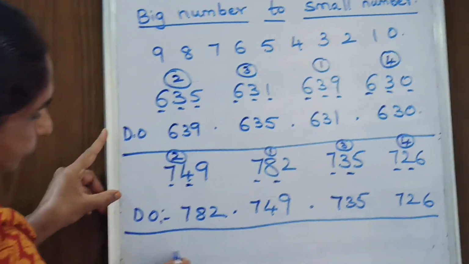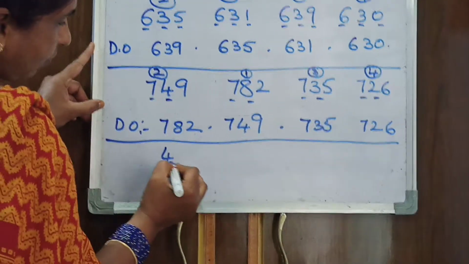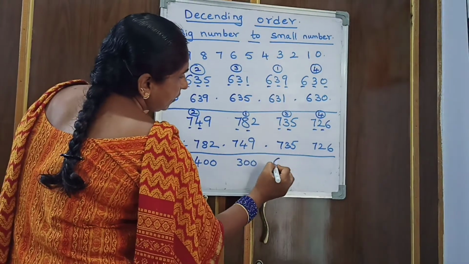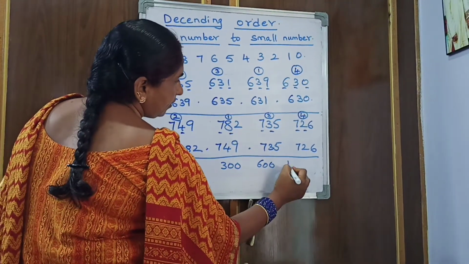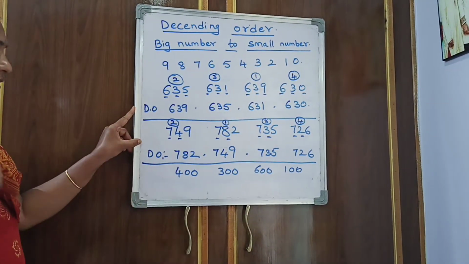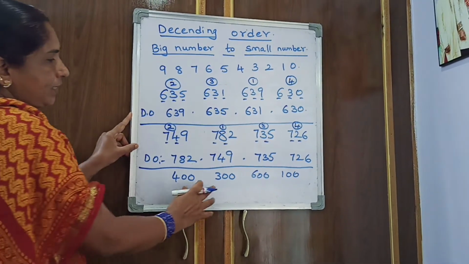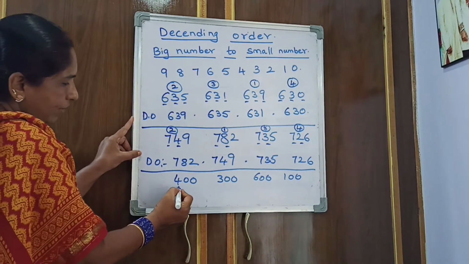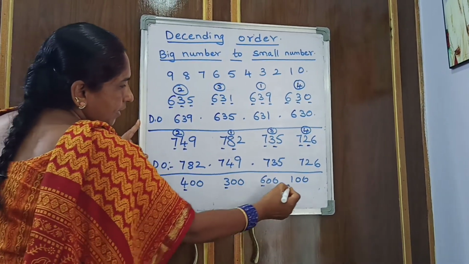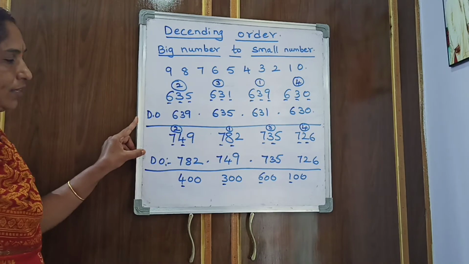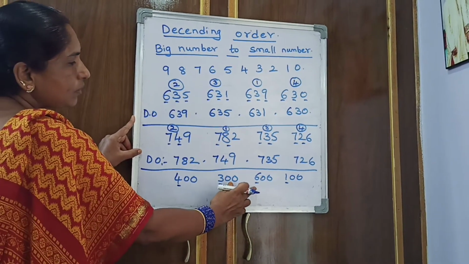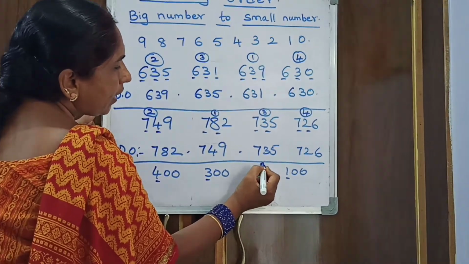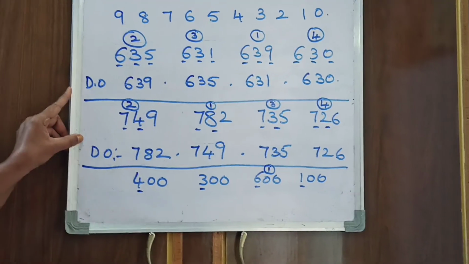Now next. 400, 300, 600, 100. See, now you have to arrange 400, 300, 600, 100 in descending order. Now here 4, 3, 6, 1. All are different. So out of this, which is the biggest number? 6 is the biggest number. So above 600, write 1 and circle.